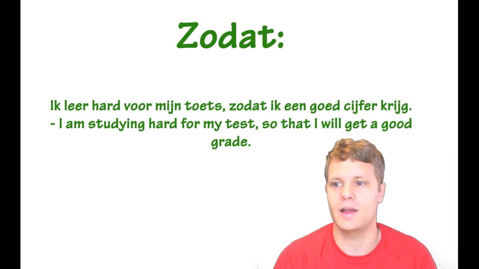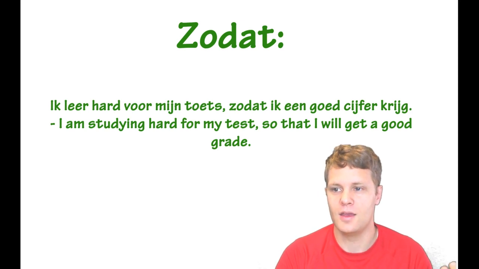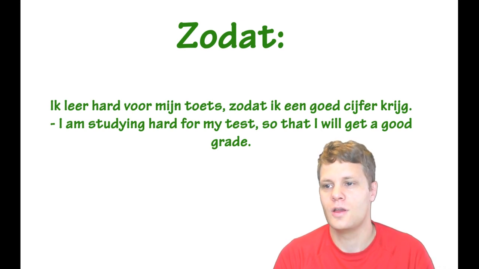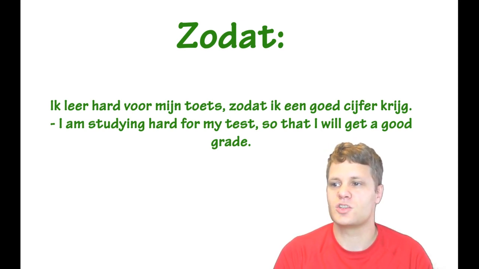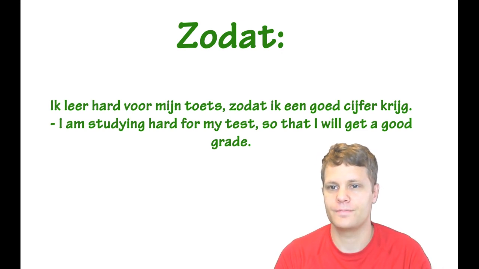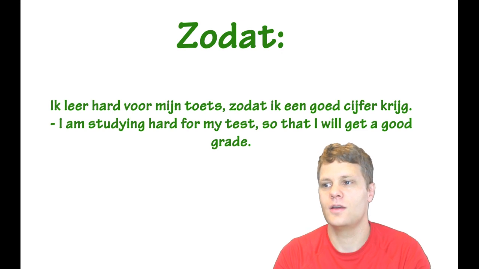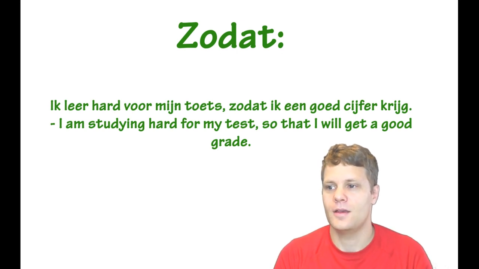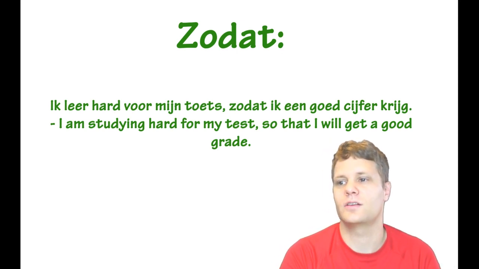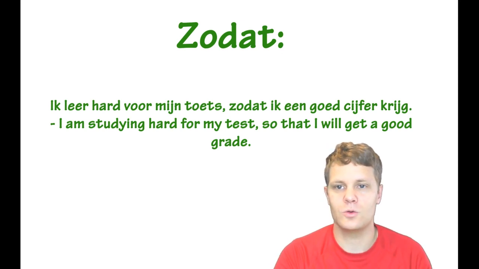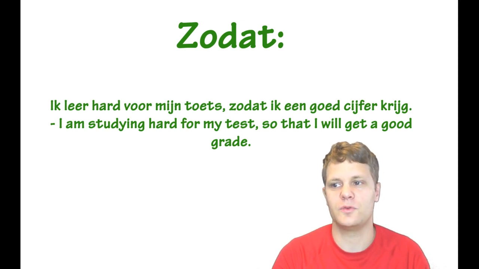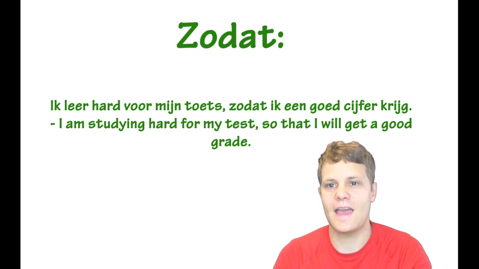Zodat. So that, right? "Ik leer hard voor mijn toets." I learn hard for my test. That's what they're saying: I'm studying hard for my test. Because if they say studying for something, they say the word leren, to learn. "Ik leer hard voor mijn toets, zodat ik een goed cijfer krijg." So that, and then there's the inversion: I a good grade. Think of cipher, deciphering, cijfer, that's a grade. Krijg. "Zodat ik een goed cijfer krijg." So that I will get a good grade. I've said that a lot in high school. I'm studying hard for my test so I get a good grade. "Ik leer hard voor mijn toets, zodat ik een goed cijfer krijg."